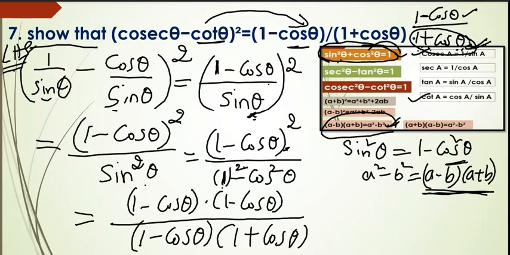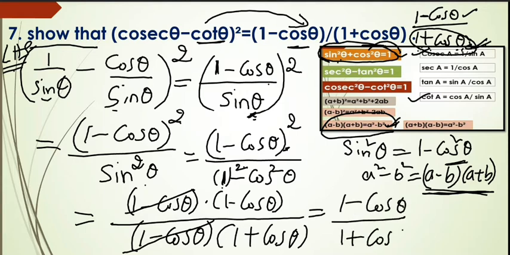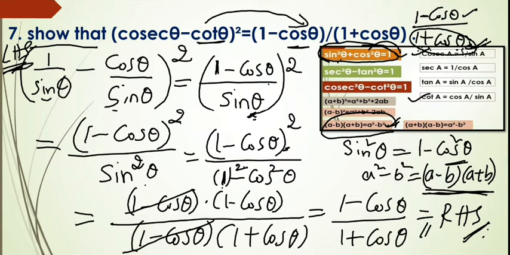Now clearly observe that this 1 minus cos theta and 1 minus cos theta will get cancelled. So the final answer is 1 minus cos theta by 1 plus cos theta. This is our RHS value. So we took LHS and we are getting RHS here. So like this we have to prove the given trigonometric equations.